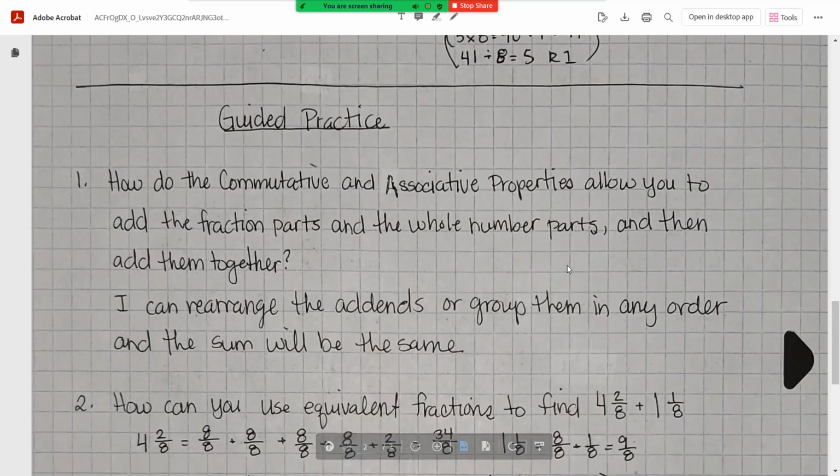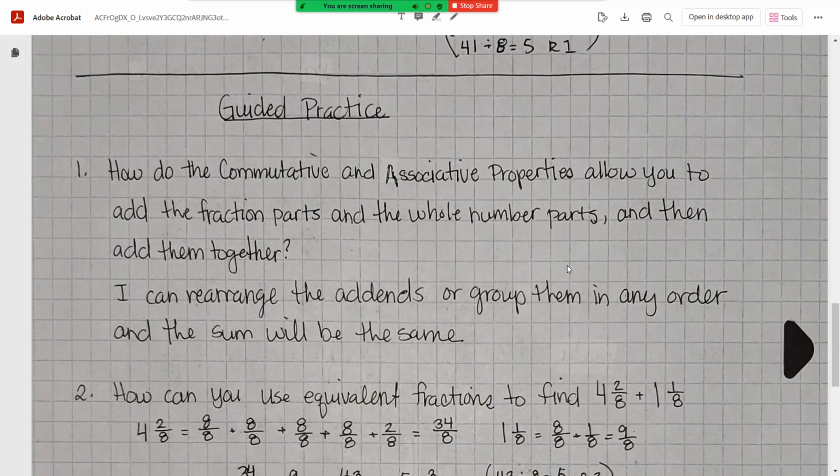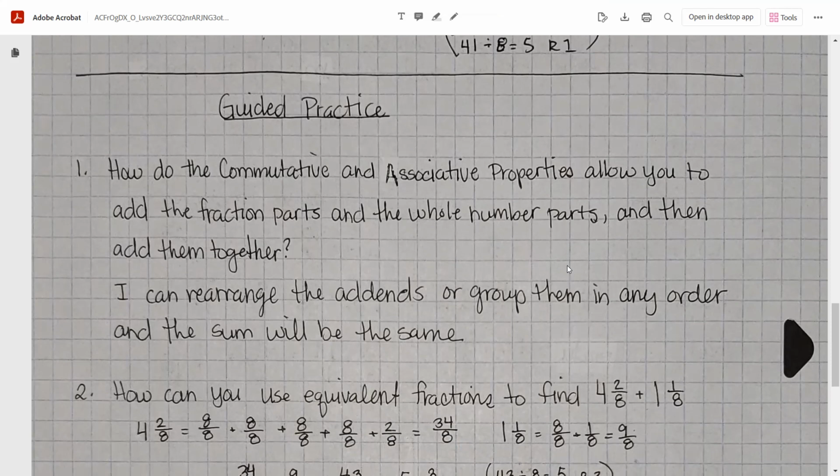For our guided practice, how do the commutative and associative properties allow you to add the fraction parts and the whole number parts and then add them together? Well, it tells me that I can rearrange my addends and group them in any order that I want. So I rearrange and put my whole number parts together using the commutative property. I group the whole number parts and the fraction parts, applying the associative property, and then I can work out my problem.